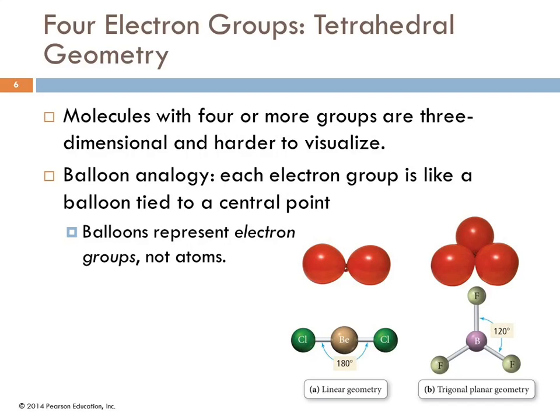4 groups. Now this is where things get harder to visualize. And I should have brought balloons, but alas, I did not. If we think of the balloons, if we tie 2 balloons together, they will push each other away, right? That's that linear geometry. If we tie 3 balloons together, they'll form a triangle, but they'll be flat. And remember, these balloons are representing electron groups, not atoms.